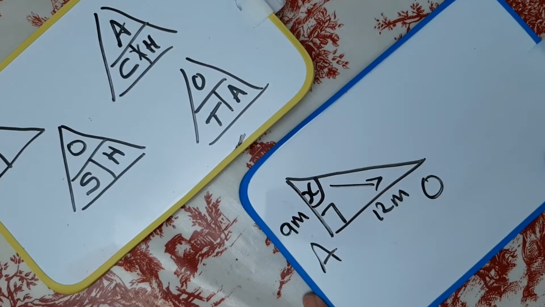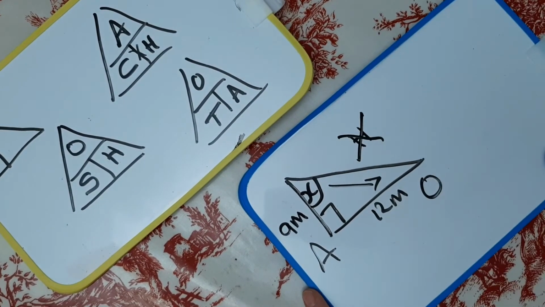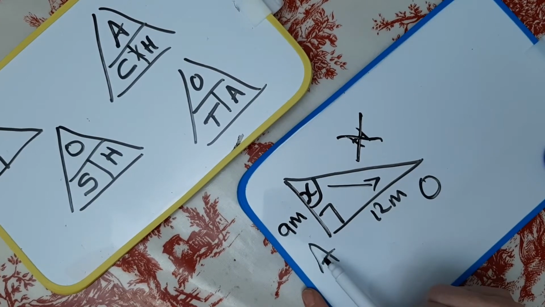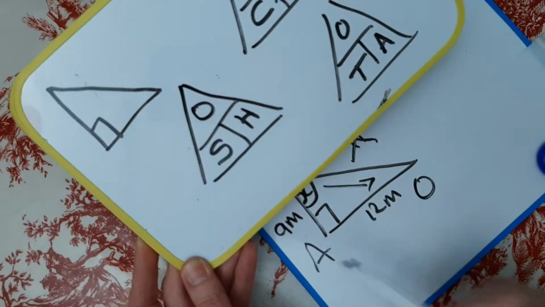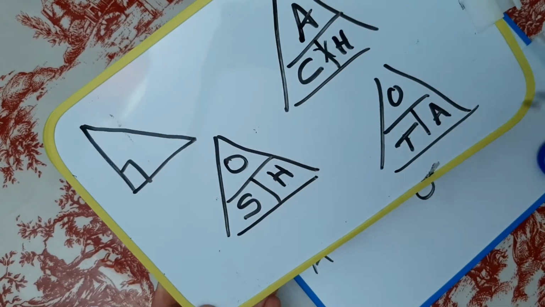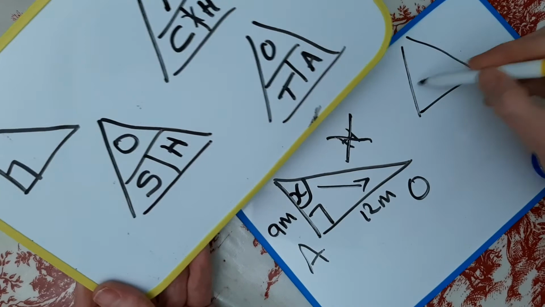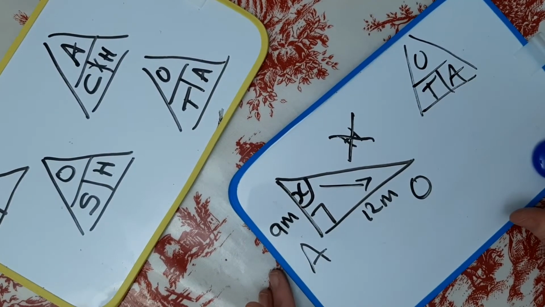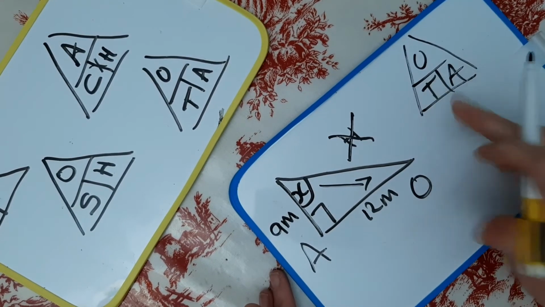I'm not going to label it because I don't need it. If you do need to label it, by all means, but do cross it out. The opposite is part of the question and the adjacent is part of the question. We need to check to see which formula we need. Which one of our triangles has got O and A in it? O and A, that's our TOA. I can just draw it for you over here as well. There's your TOA. And we want to calculate the angle, which is your tan.